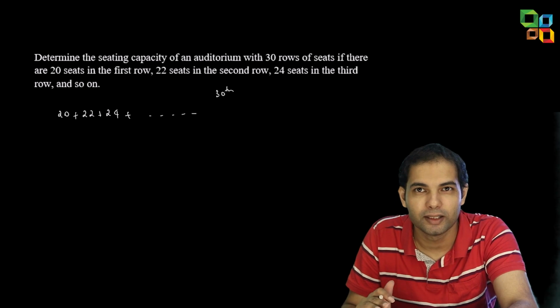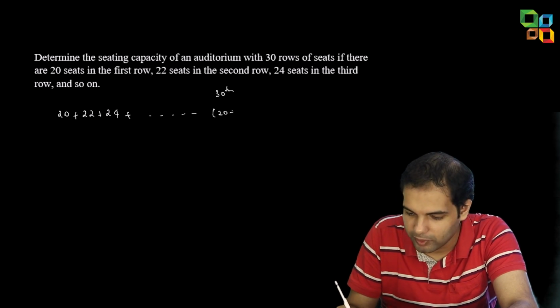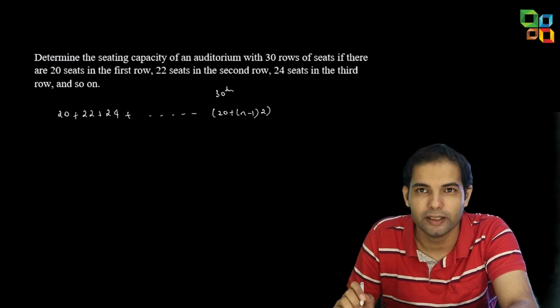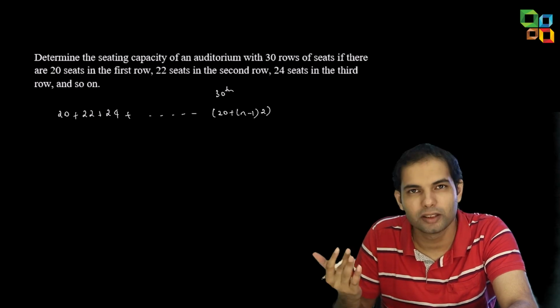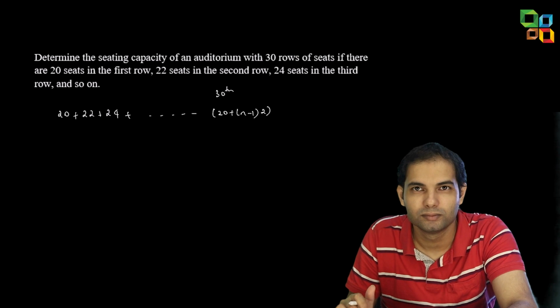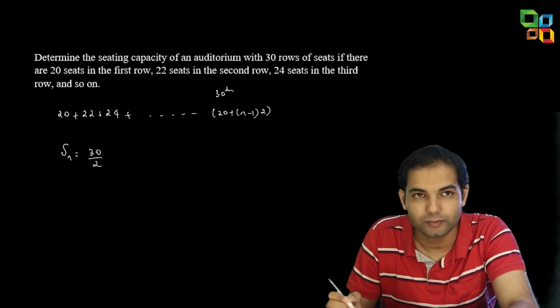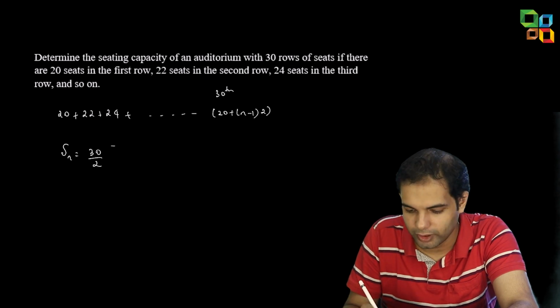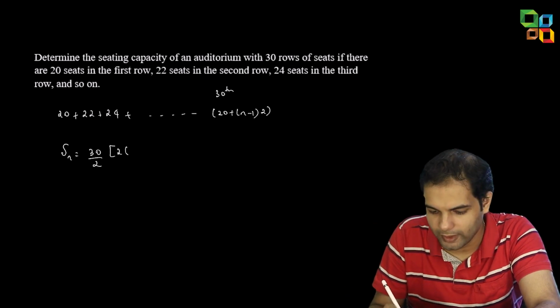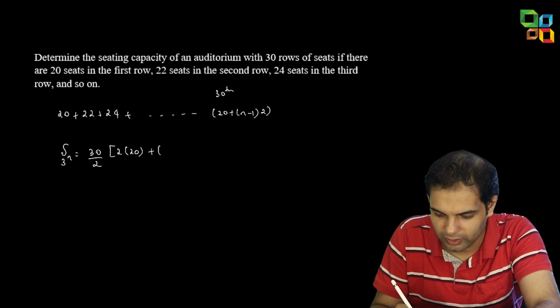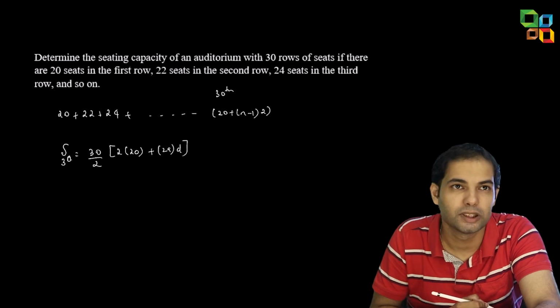Now we know how to write a generic term because it's an AP. It's 20 plus n minus 1 into d, where d is 2. So we can figure out the 30th term if needed. Otherwise, you can simply directly try to find the sum, because we don't need the 30th term as such. So we'll try to find the sum. n by 2, it's 30 by 2, into 2a, which is 2 into 20, plus n minus 1. So S30, 30 minus 1, which is 29, into d. This is the sum we are trying to find out.